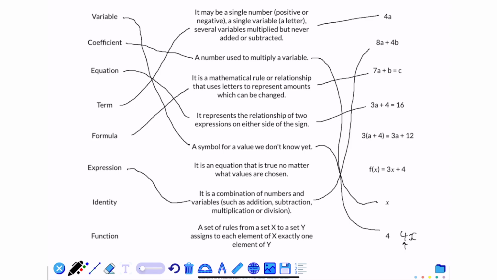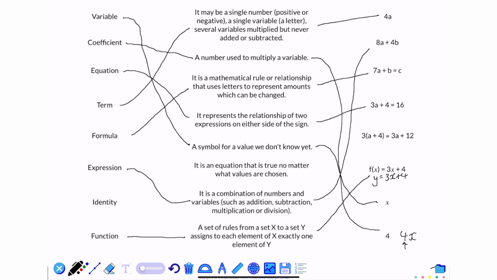A function is most commonly confused with either an equation or a formula, but it's a set of rules from a single set of x values to a single set of y values. And my example of a function in this case is f of x is equal to 3x add 4, or y is equal to 3x add 4.